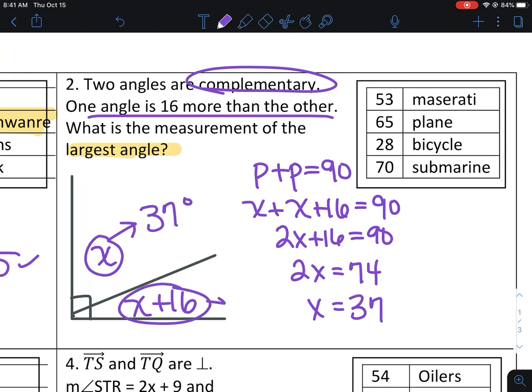Okay. So that's 37. All right, so now I'm going to plug that back in to make sure it's correct. 37 degrees for that one, and 37 plus 16 is 53. And I'm going to add those together to make sure they equal 90. Okay, good, they do. I just used my calculator. All right, so the larger of these two angles is 53. 53 is more than 37, so that's going to be this one.